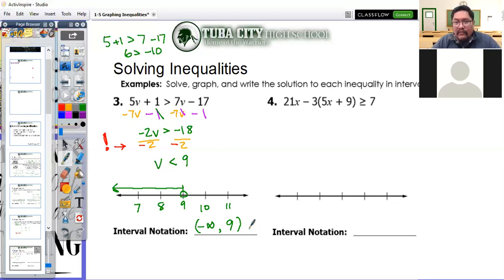Let's move on to number 4. So again, same rules as solving an equation. First thing we got to do, get rid of our parentheses by distributing, or any groups for that matter. So if we have a fraction bar or an absolute value, we would still take care of that first. And also, don't forget that this is negative 3.